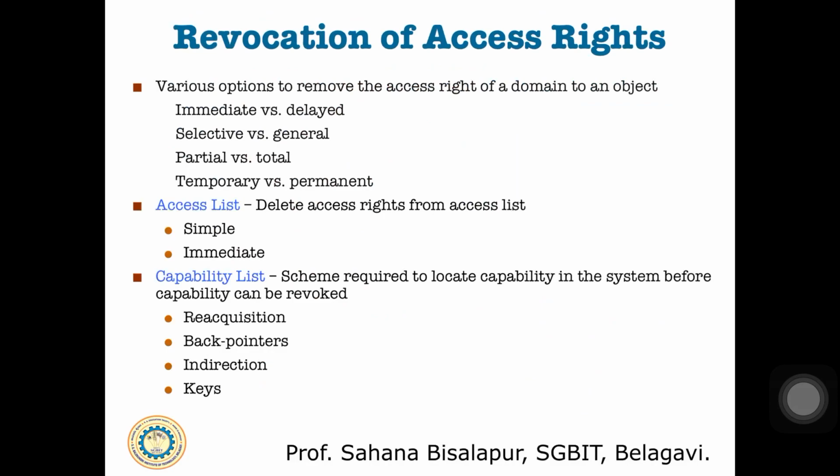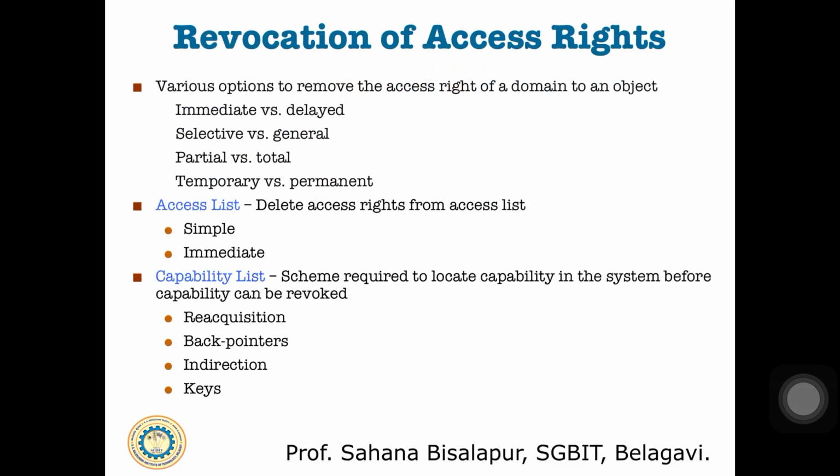Now if you consider an access list scheme, revocation is easy. Deleting the access rights from the access list is simple and immediate, so you can remove the access rights immediately. If you consider the capability list, this scheme requires locating the capability in the system before any capability can be removed. So you first have to locate where the capability is, and then you can think of revoking it.